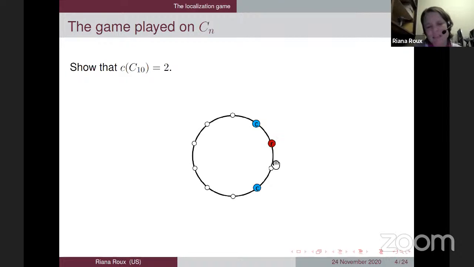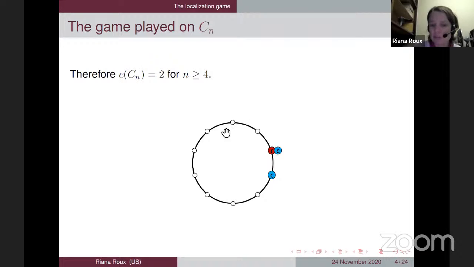The robber can move, but it doesn't really make a difference. And then in the third turn, the cop occupies the same vertex as the robber, and therefore the cop wins. So this shows that 2 cops would be enough to catch a robber on a cycle. And this is true in general for all cycles of order 4 and more. So this is the game of cops and robbers.